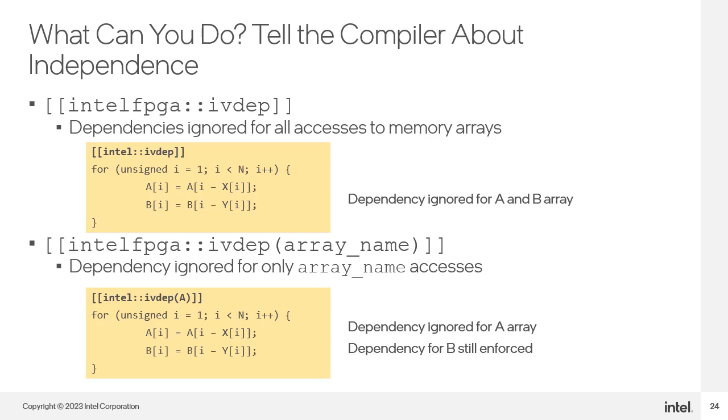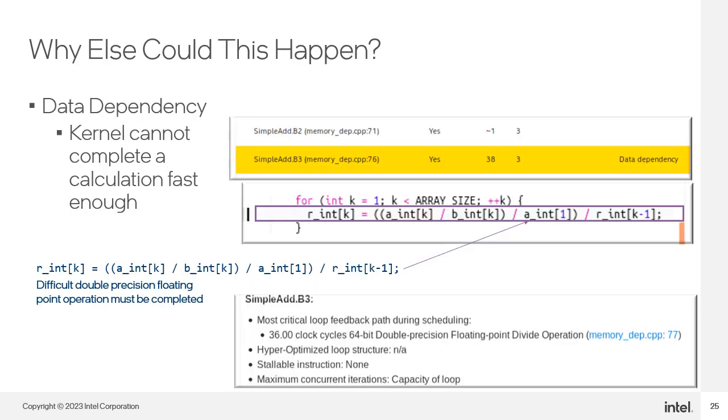the example code. You can ask the compiler to ignore dependency for a specific array only by declaring the array in the ivdep construct. The second example shows dependency will be ignored for array A but will be enforced for array B. Be careful when using this construct, as you might break the code functionality if dependencies actually do exist in your code. Another reason why II can be very high is due to data dependency.